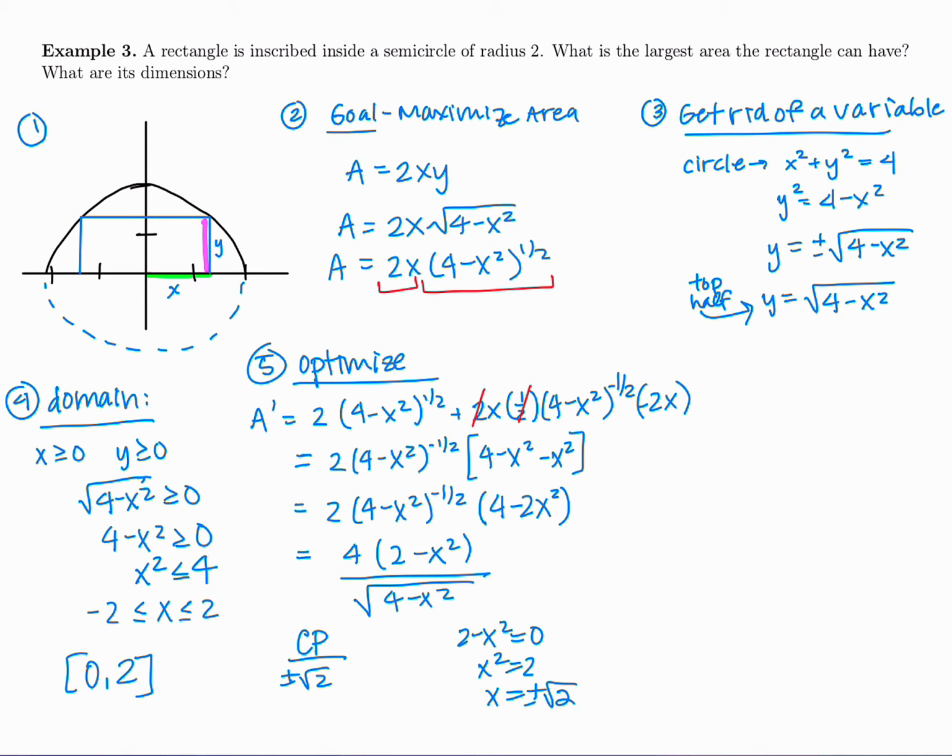And then where is this undefined? If I look at the denominator, what could I plug in here to make this undefined? And that would be a 2 or a negative 2. Oops. Sorry about that. Plus or minus 2. Okay, so I have 4 critical points.